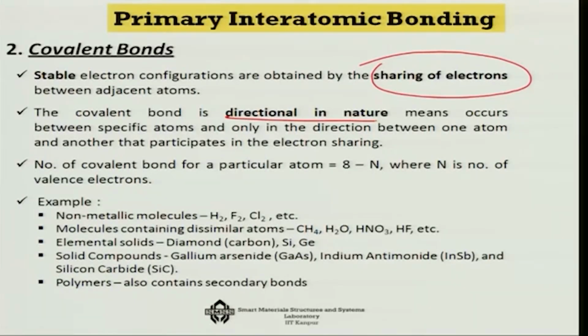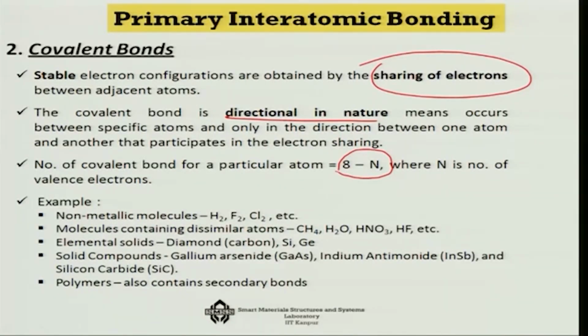So, that means the materials which show high covalent bonding can also show anisotropy in principle. And the number of covalent bonds in a particular atom depends on 8 minus n, where n is the number of valence electrons in the valency shell. That many electrons the atom is capable of absorbing into the system.